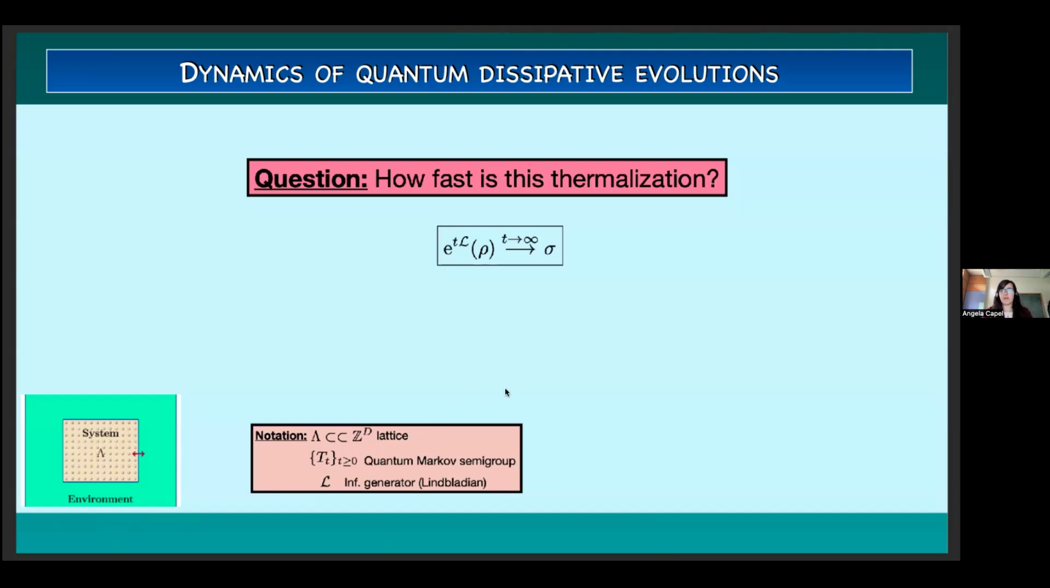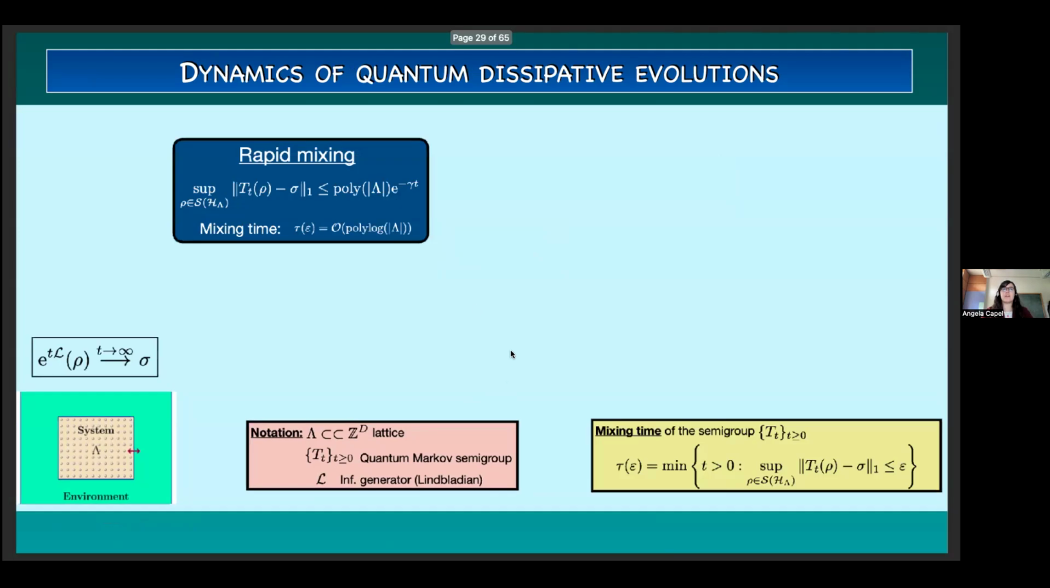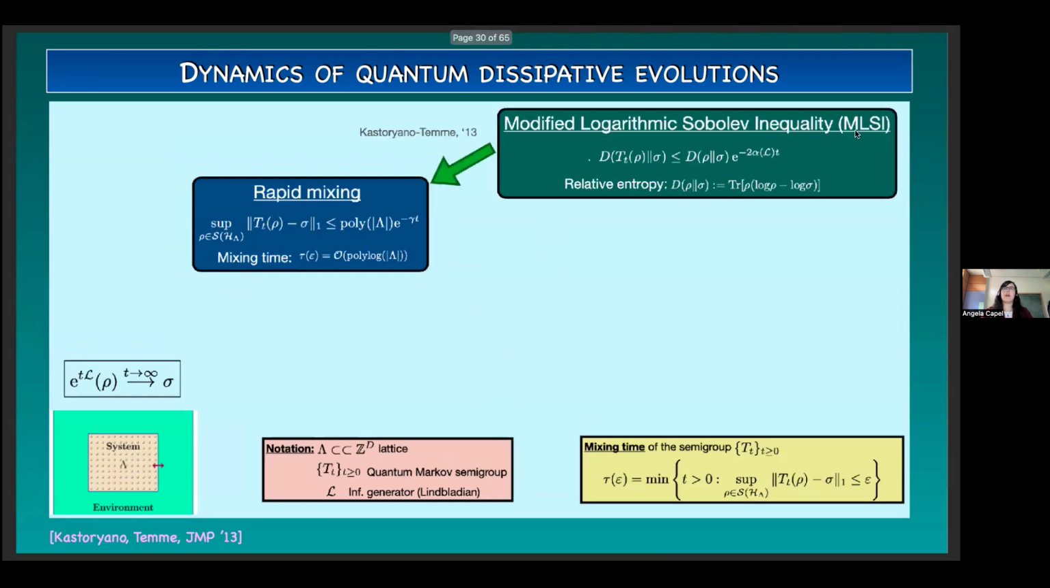And now let me recap what I've said until here. We are interested in studying the speed of thermalization of these dissipative evolutions. We want to provide examples of rapid mixing. And for that, we want to use modified logarithmic Sobolev inequalities. So this is what I just showed, that this implies this.